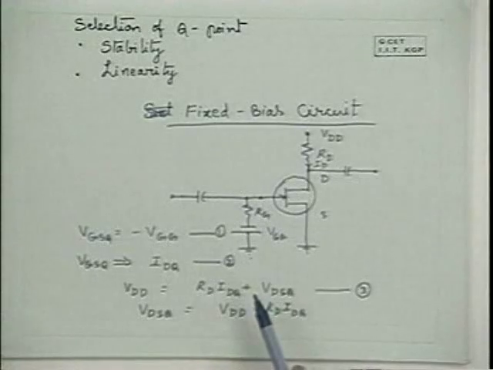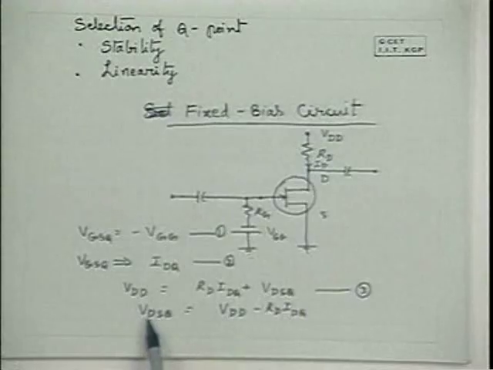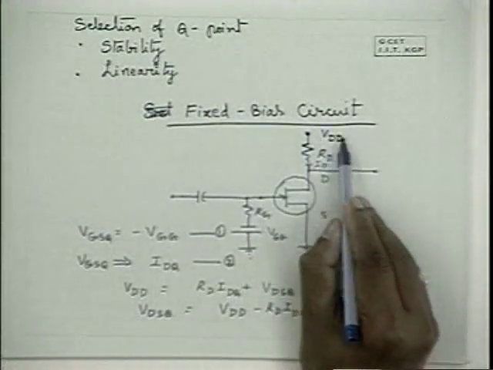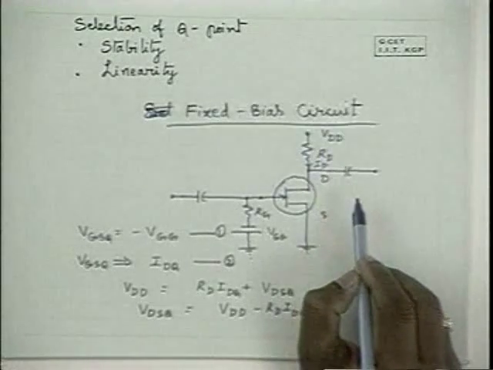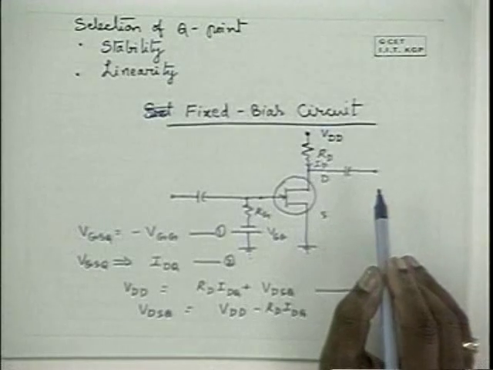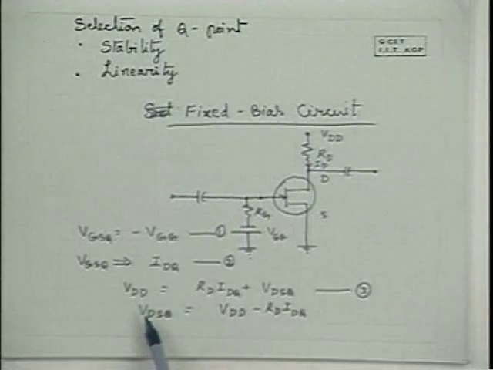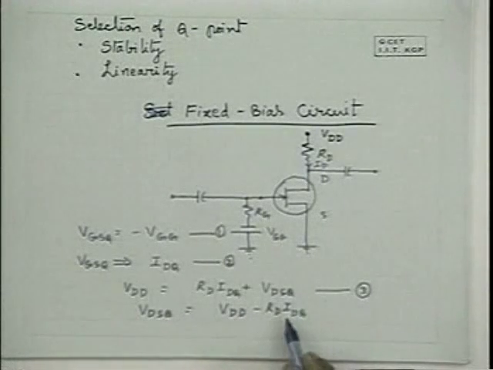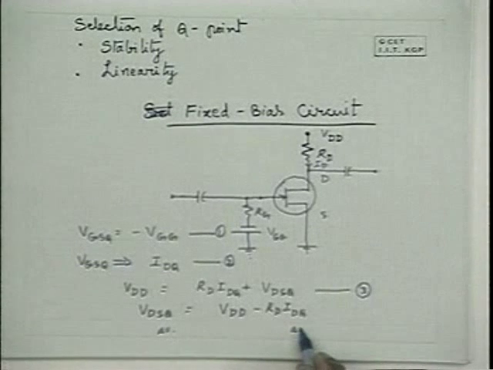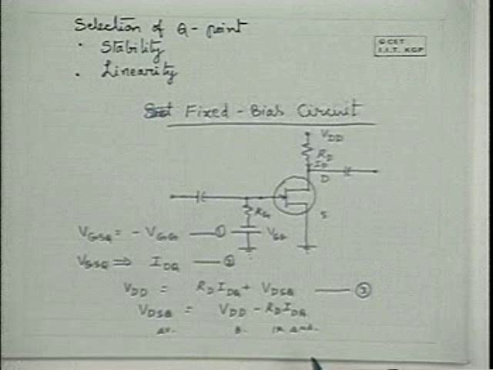And once that ID is given, and the VDSQ is given, you have to select the supply and the resistance both, and you know the current as 4 milliamperes already in this particular example. Now you have multiple choices possible. If this is 4 milliamperes and you want, say, 4 volts, one can use an 8-volt source and 1K resistance.